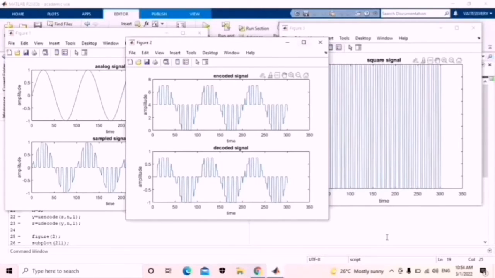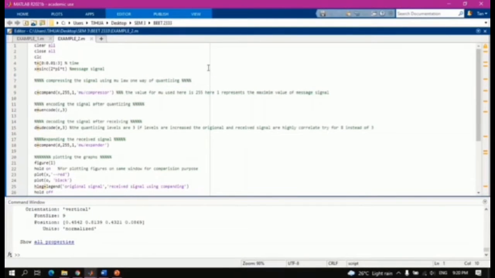Here are the outputs. I'm Tan Jianhua, and I will explain example 2. In example 2, we need to observe the received signal with and without companding, which is compressing and expanding the pulse code modulation signal. First of all, we need to clear and close everything and make the time vector 0 to 3 with increment 0.01. And the message signal is a sine wave with parameter 2 pi t. Then we make variable c with the function compand and parameter x, mu value 255, maximum value of the message signal is 1, and mu compressor.